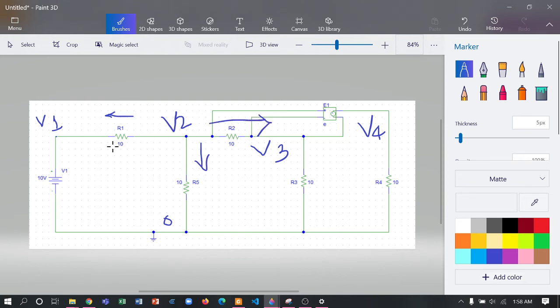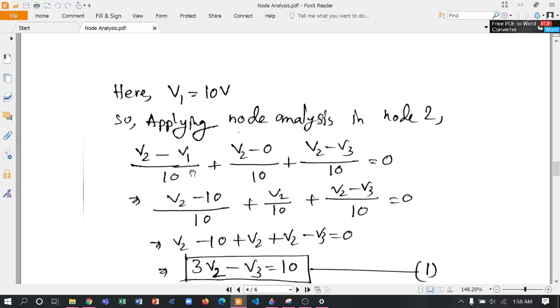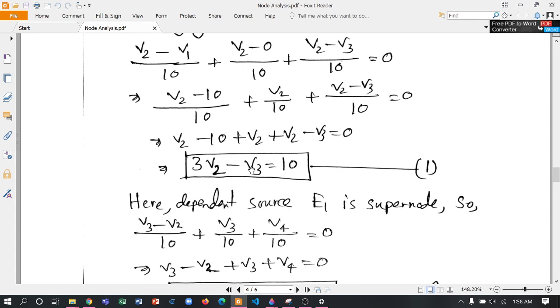So we can see that the summation of these three currents is always equal to 0. So we are applying this: (V2 - V1)/10 + (V2 - 0)/10 + (V2 - V3)/10 is equal to 0. So we are solving this, and we have got equation number 1.